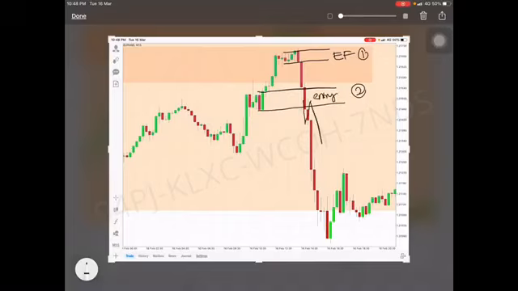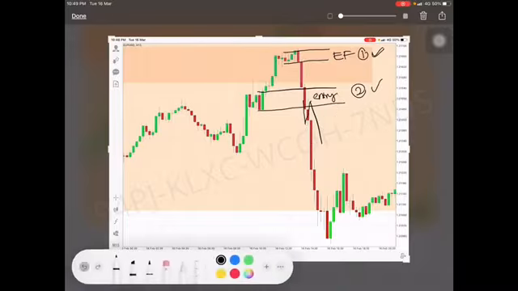So, enter the zone, one and two. We're only waiting. Usually, if there is one price and one zone and two zone, the price will come back to the nearest one.